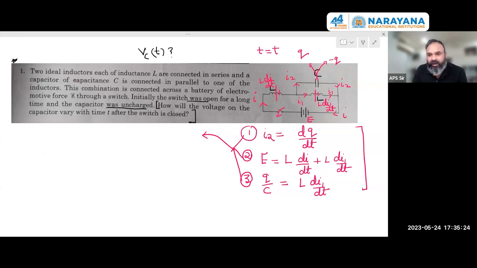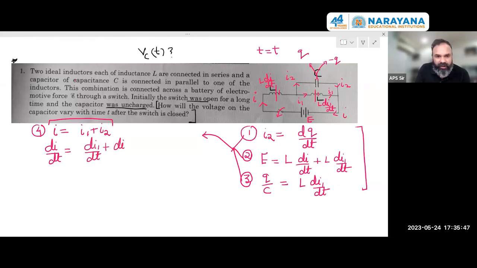So let us try to derive Q as a function of time. We understand one thing for sure, that by conservation, I is equal to I1 plus I2. So let us just differentiate it and see what we get. The di by dt term is di1 by dt plus di2 by dt, right? So now let's see what you can write with the help of these equations. Let me just focus on this last equation and see what I'm going to write.